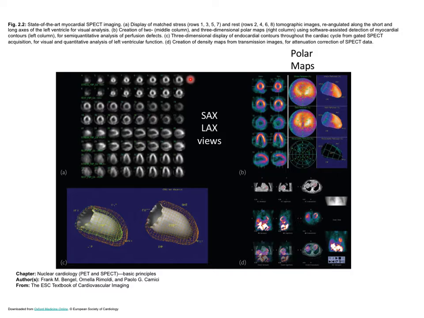And you compare the rest and stress views side by side to see if the heart is underperfused in either one of those conditions. So we've gone from the base. It looks like we're going all the way up to the valve plane up here. So it takes 2 rows to get through all of the short axis views. And then here we see the long axis views of the heart.